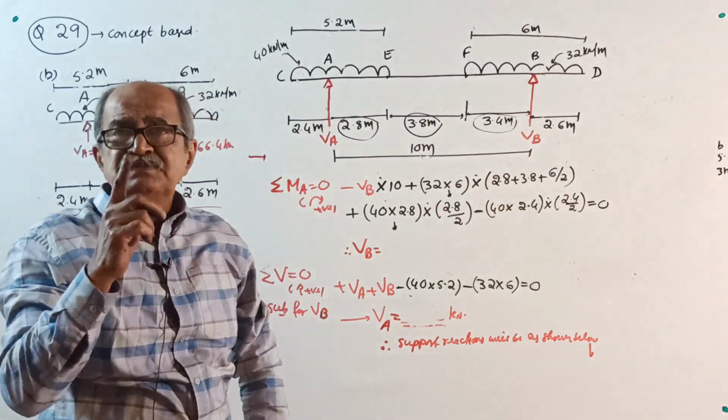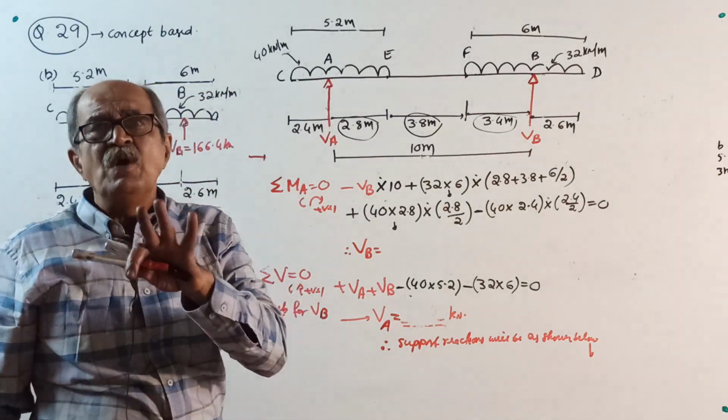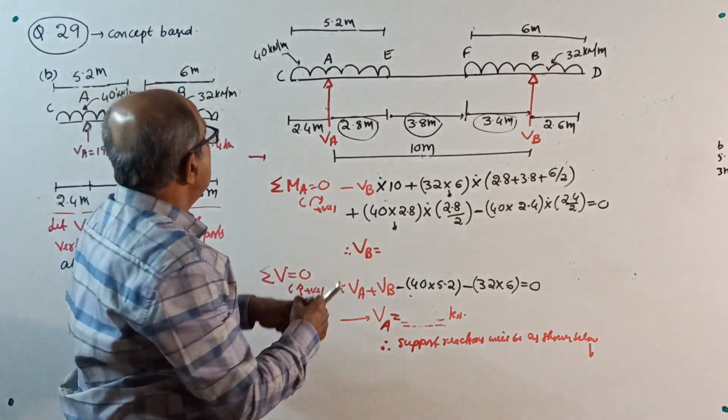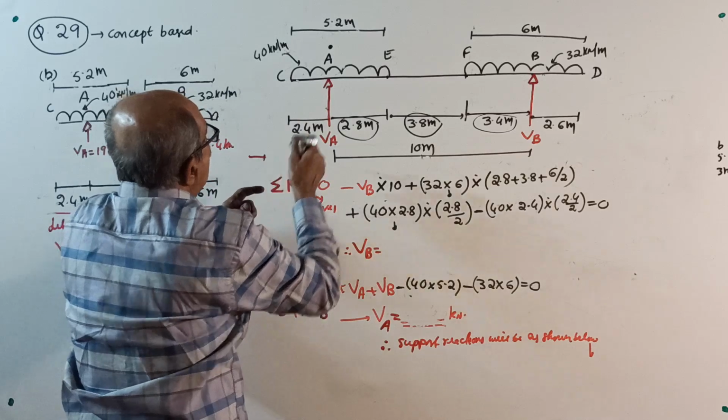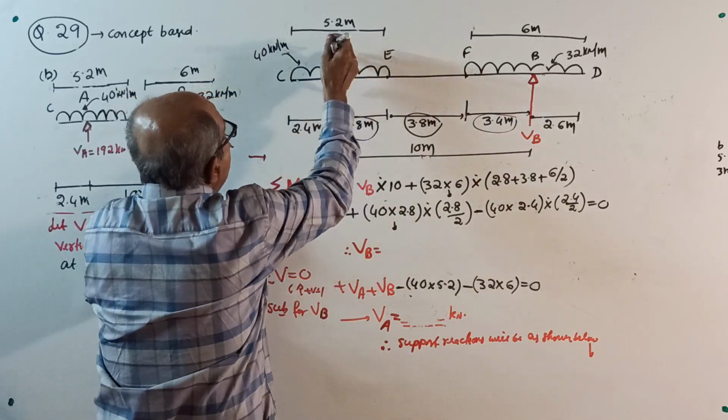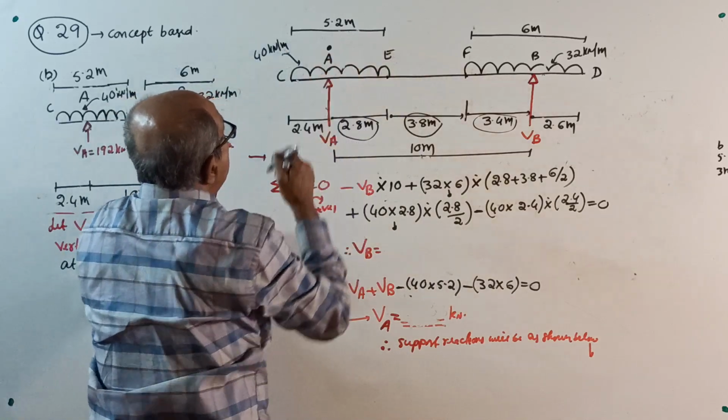A lot of explanation I will give you. You have to write it. Okay, start. Take moment about A. The moment point is here. I'll not write one there, I'll write here. Okay, see now, moment point here.